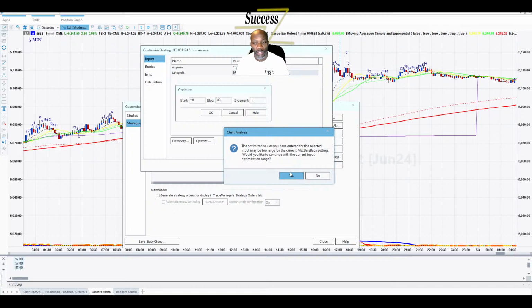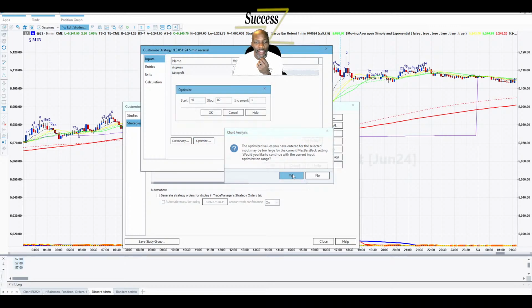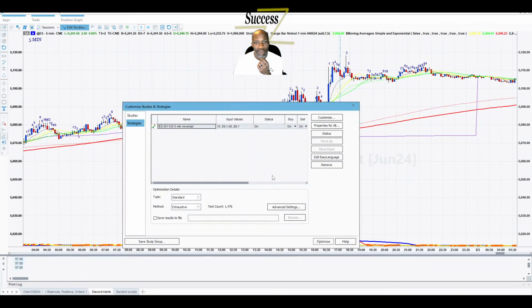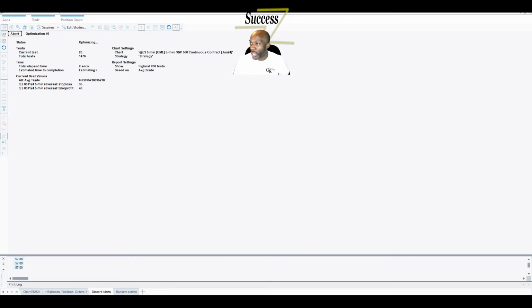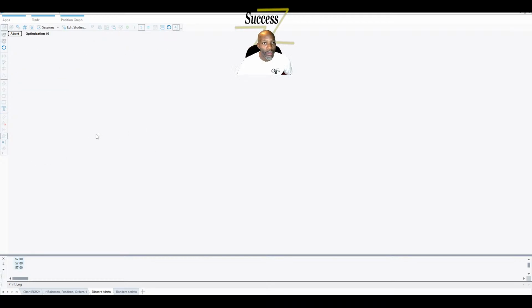Uh-oh. Optimize values to insert this record. Really? I don't think so. Optimize. Like I say, I may have just messed up the whole thing, and we'll get worse results.